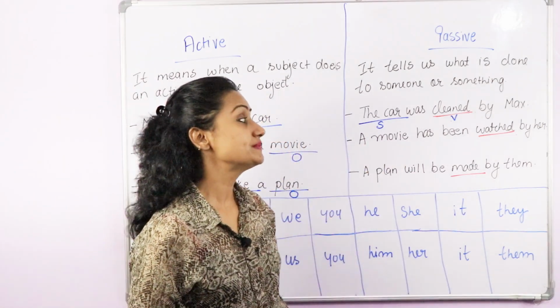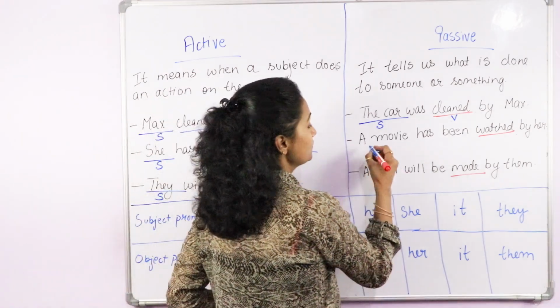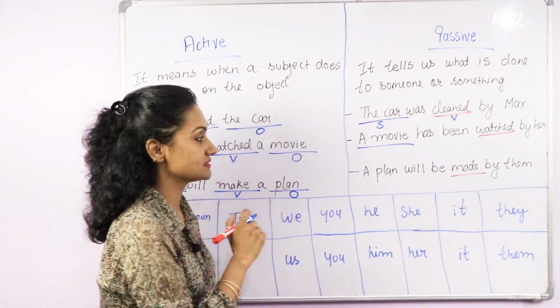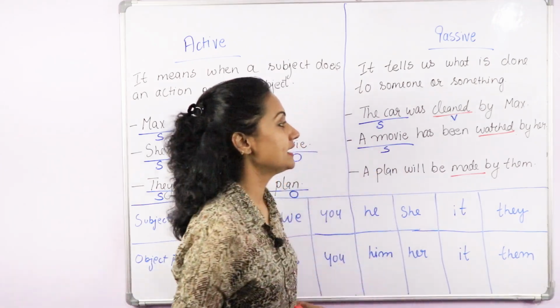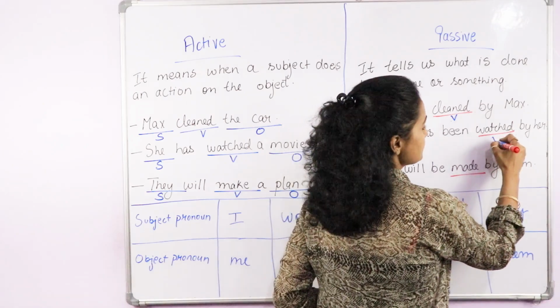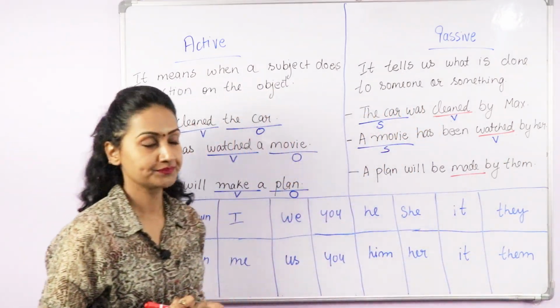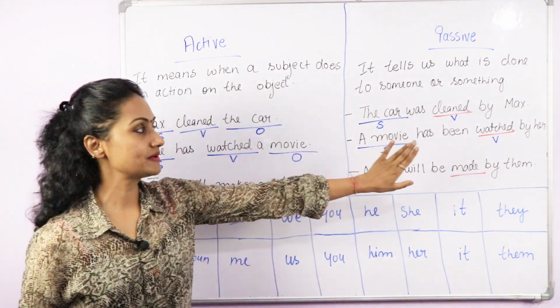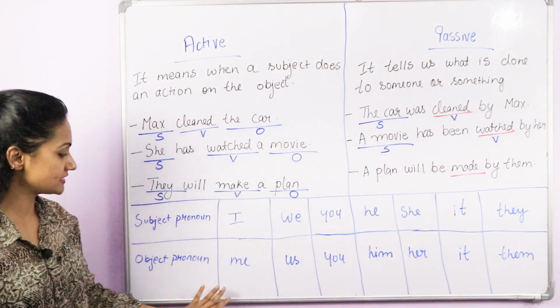A movie has been watched by her. So a movie, again the object, is the subject here. A movie has been watched. So here movie receives an action. This is the verb. By her. So here she will be replaced by her. Here I have written everything.